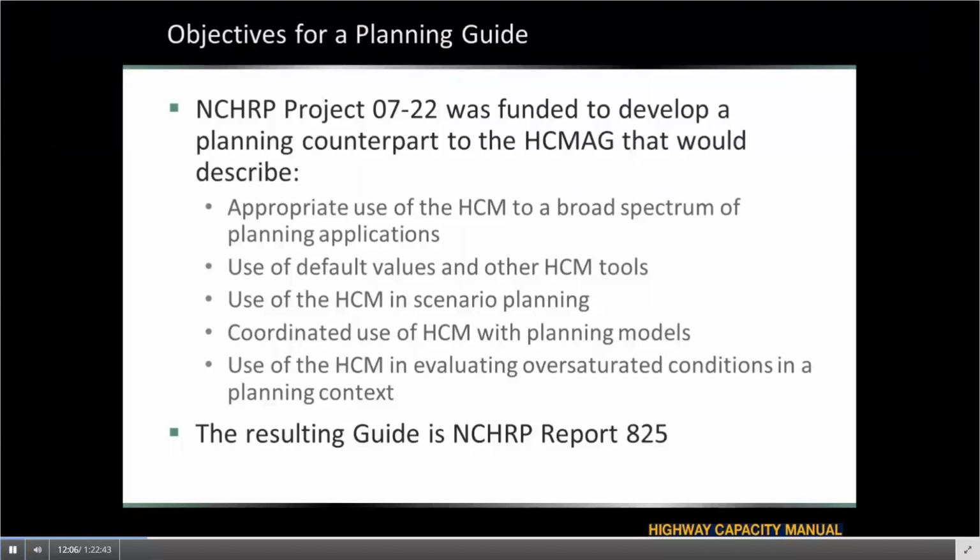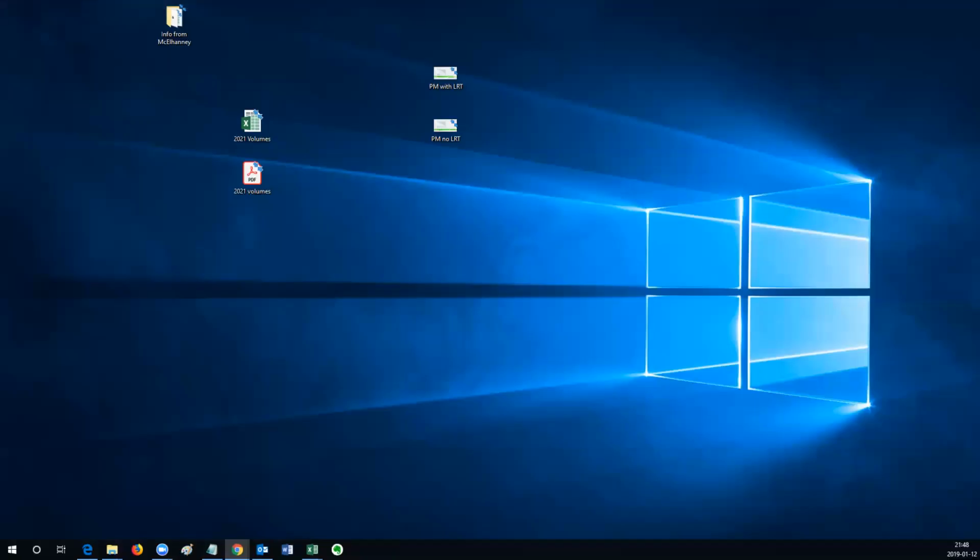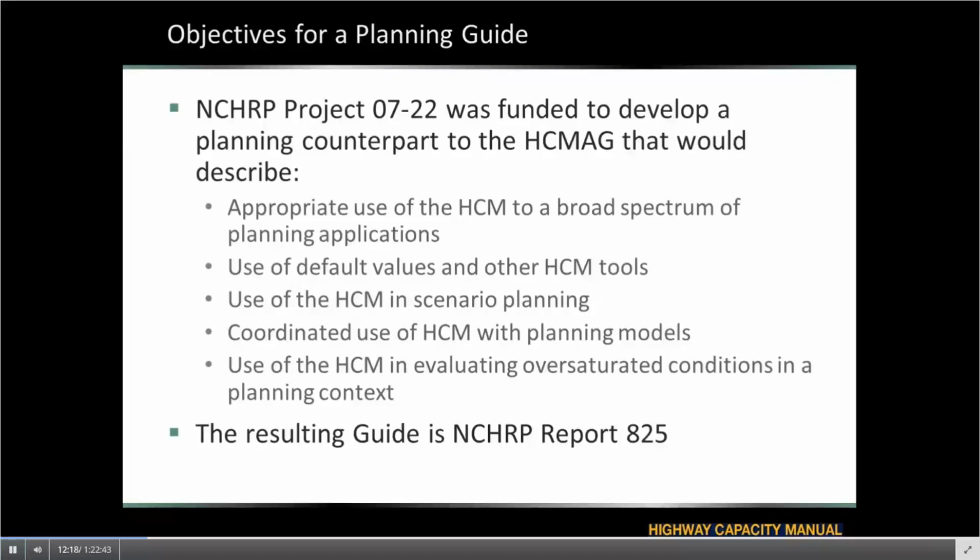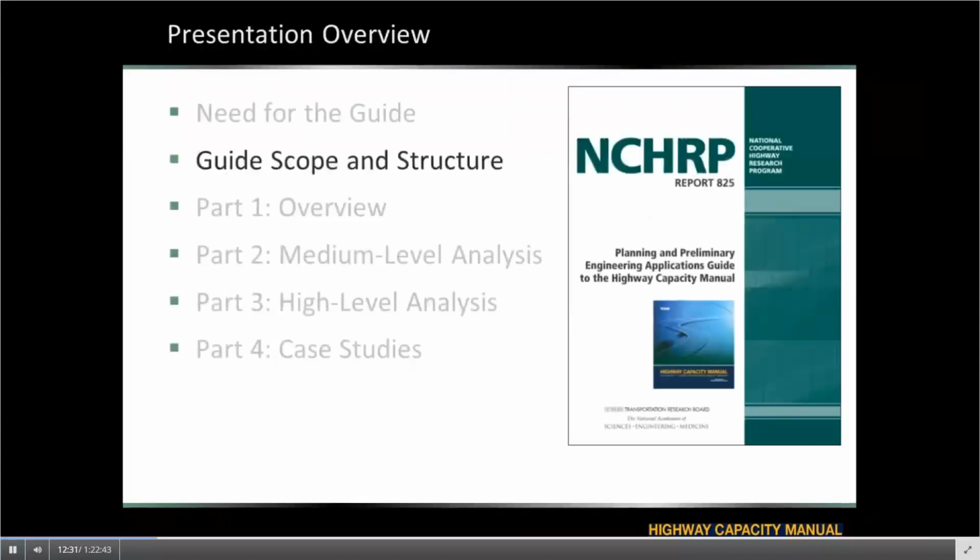tables, how the HCM could be used in scenario planning, how to use the HCM in conjunction with travel demand, noise, and air quality models, and how to evaluate overcapacity conditions in a planning context. The result of this project was the Planning and Preliminary Engineering Guide, which can be found for free by Googling NCHRP Report 825, but it will also be included in the online Volume 4 of the HCM 6th edition. We'll now move on to reviewing the scope of the guide and how it is structured.